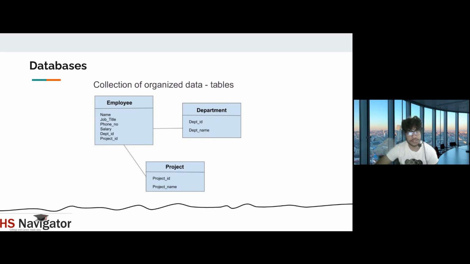Okay, databases. A database is a collection of organized data tables, and this is an example of a database over here, where you have an employee with different attributes such as name, job title, phone number, etc. Then we have a department of which the employee is a part, with department ID and name, and then we have a project of which the employee is a part, with a project ID and project name, which is also included in the employee's description.